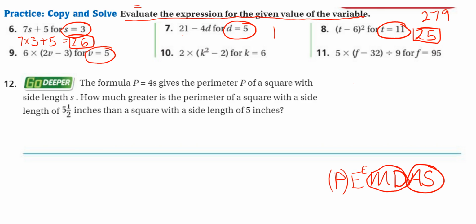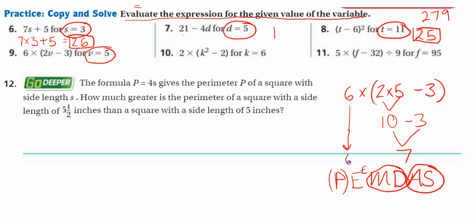Okay, V equals 5. So I rewrite it 6 times, and then in parentheses, 2, and the V is right next to the 2, so that means multiply by 5, minus 3. Okay, so I do inside the parentheses first. Order of operations tells me to. And then within that, I have to do multiplication before I do subtraction. So 2 times 5 is 10, minus 3. 10 minus 3 is 7. So I'm left with 6 times 7. 6 times 7 is 42. So my final answer here is 42.